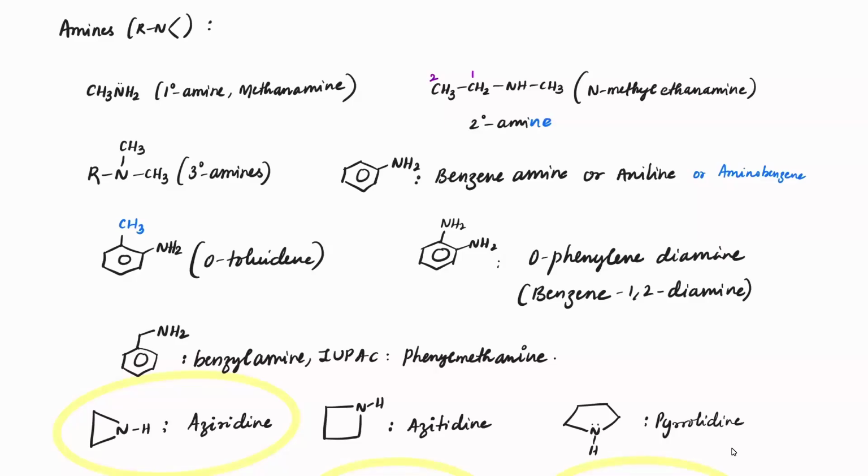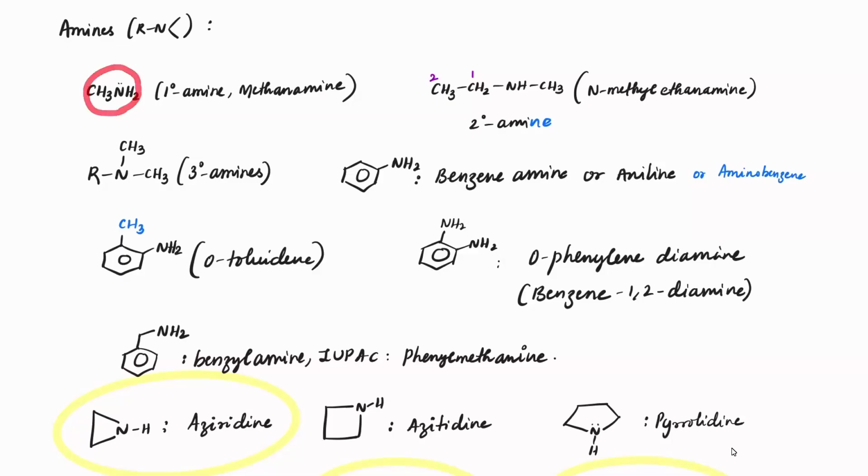Right. See, amines is another small topic. So, what all things we need to learn? Let's see one by one. First thing is about IUPAC name and nomenclature.